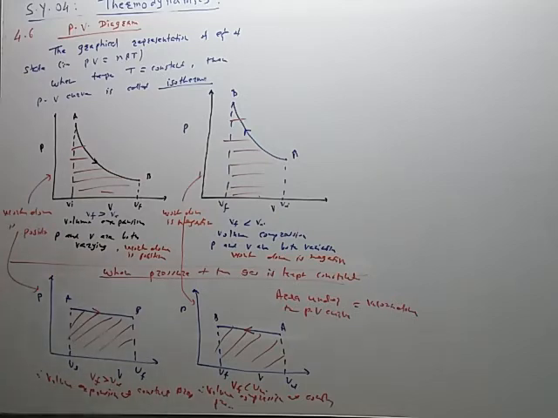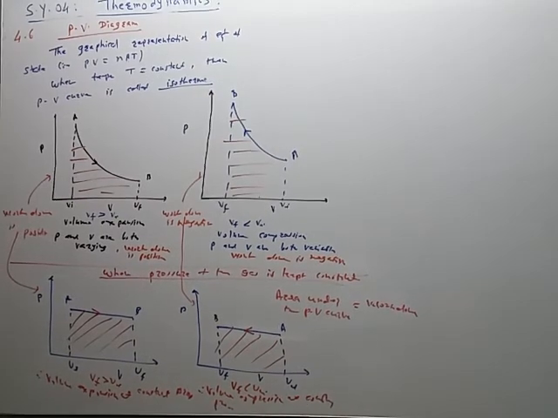So these are the four cases on PV diagram. There are also some additional cases, isobaric process, isochoric process, etc. So we will see them afterwards. So now we have to verify this conclusion.